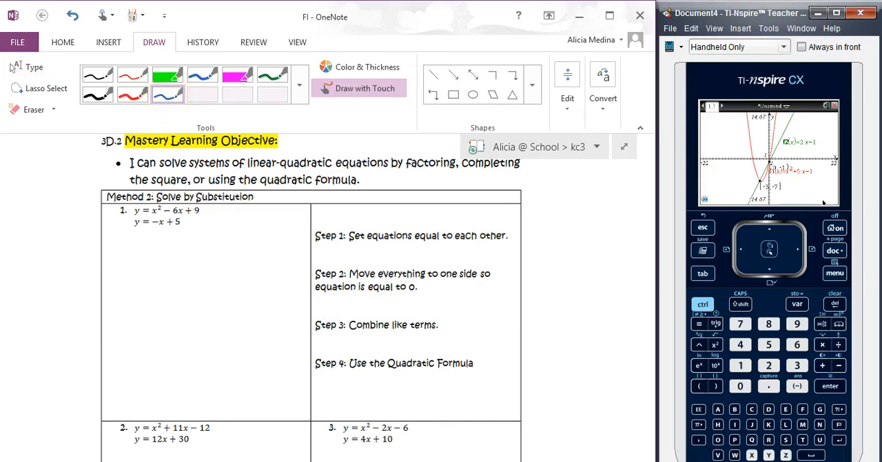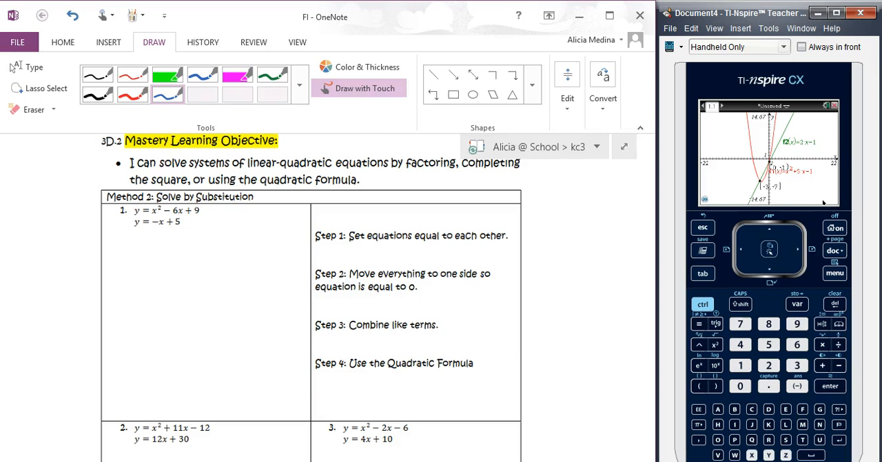Hey guys, in this video we're going to be covering Target 3D.2. Our master learning objective is I can solve systems of linear quadratic equations by factoring, completing the square, or using the quadratic formula. So the first thing is we have to solve with substitution, and then once we get things over on one side equal to 0, we can decide if we want to factor, complete the square, or use the quadratic formula. You can use whichever method at any time.